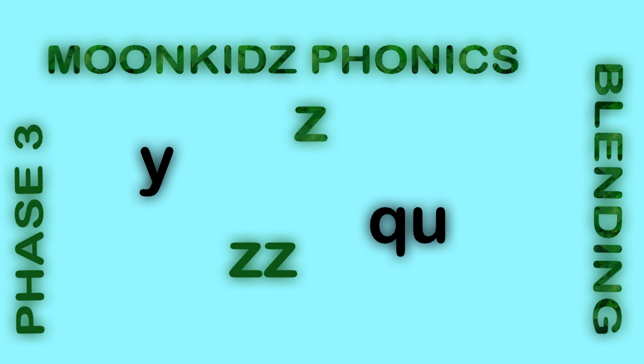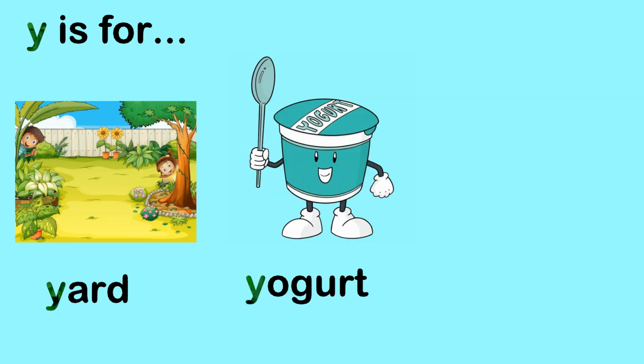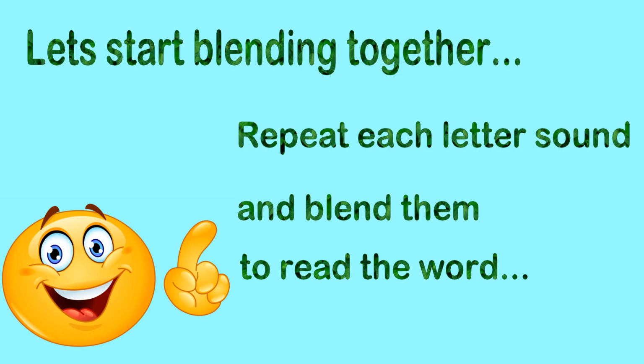Moon Kids Phonics Blending Phase 3. Let's learn the phonemes that these graphemes make. Y. Y is for yard, yogurt, yam. Let's start blending together. Repeat each letter sound and blend them to read the word.